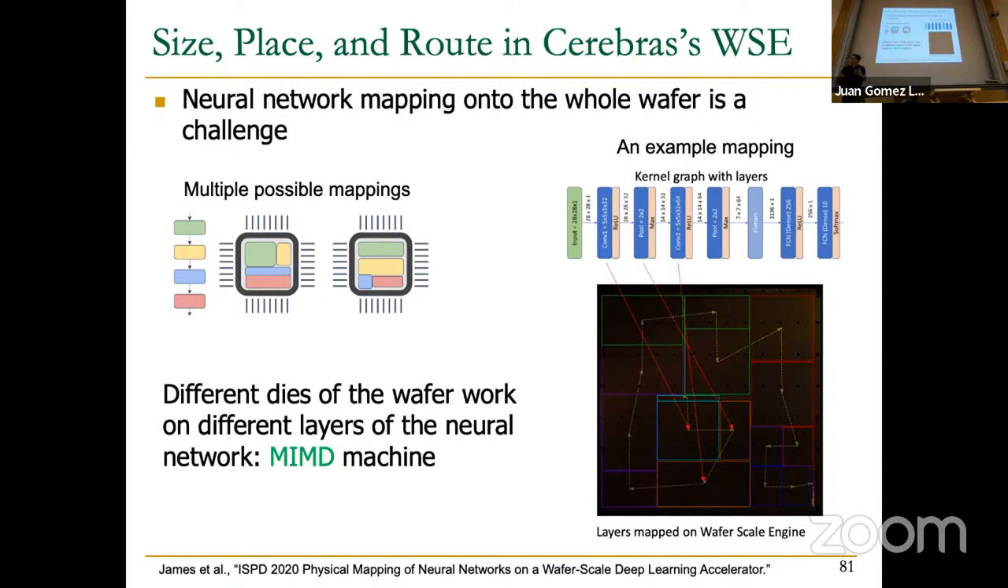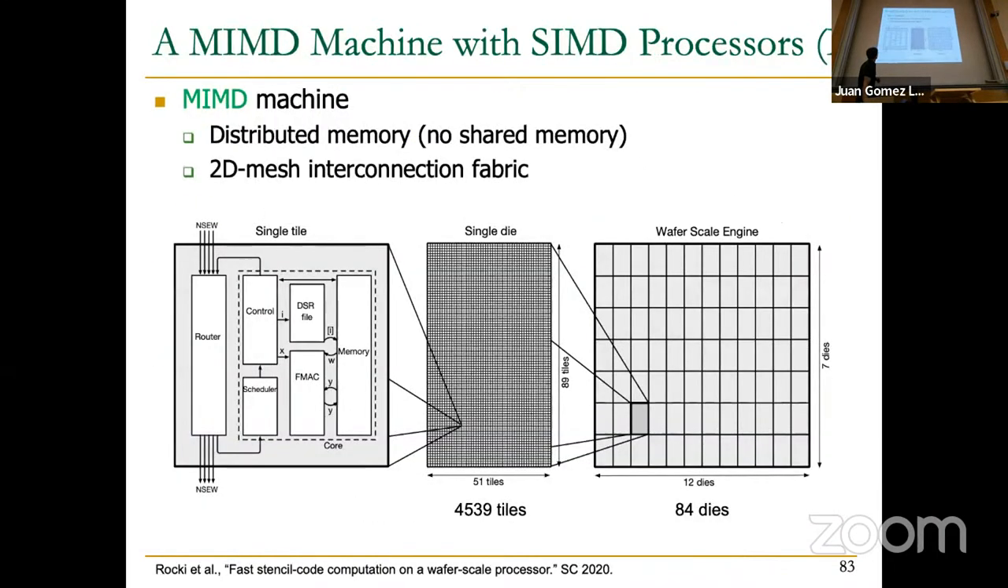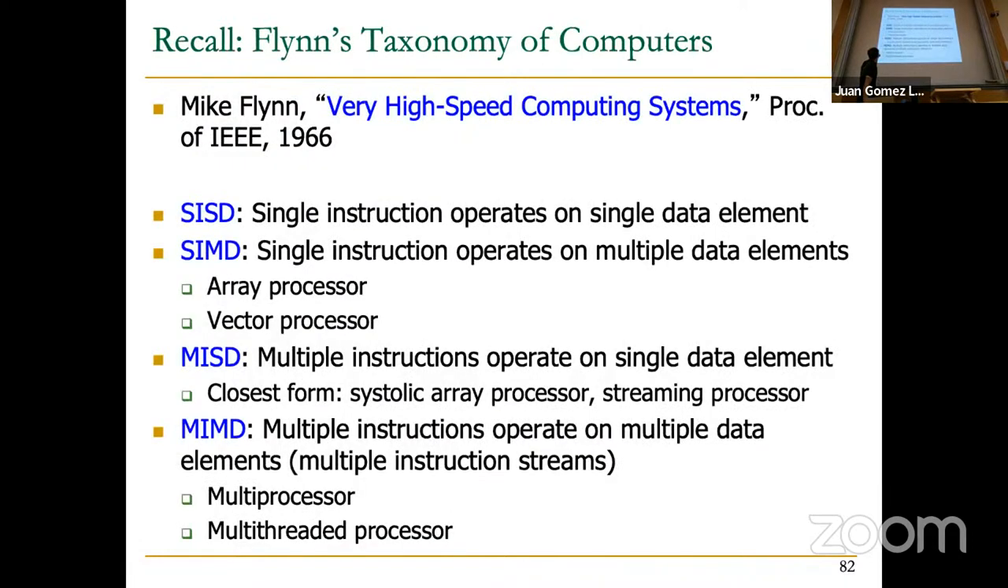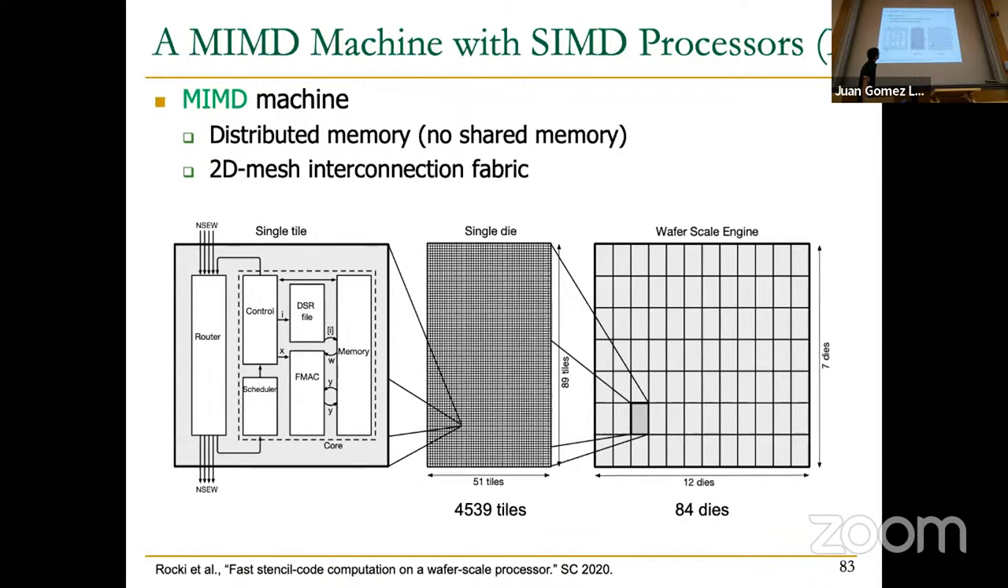Why is it MIMD? Because we are executing different streams of instructions on different streams of data, right? Instructions themselves represent the different layers of the neural network, and the data that flows over all the different tiles and all the different layers are the feature maps that go through the neural network. And here you have again the classification from Flynn, with SIMD and MIMD machines as good examples that we can find in the Cerebras wafer scale engine.